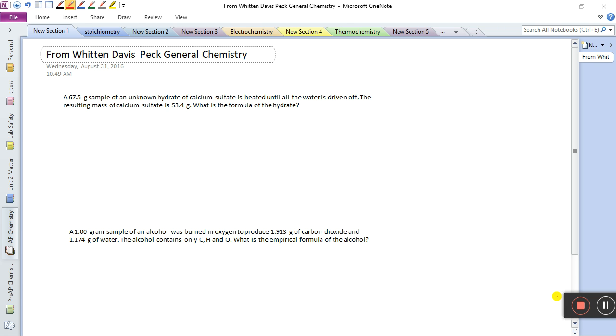So if we have a hydrate, it's going to be whatever the compound is plus water. In this case, it's calcium sulfate. So the same principle is going to apply, though. We need to know how many moles we have of things. So we know the part that's just calcium sulfate is 53.4 grams. What's the formula for calcium sulfate? CaSO4. SO4 means it's polyatomic. Ca comes with a +2 charge, sulfate comes with a -2.